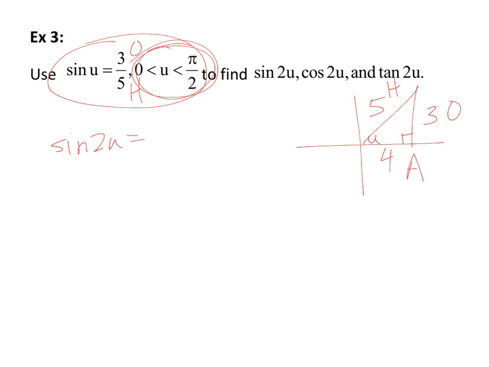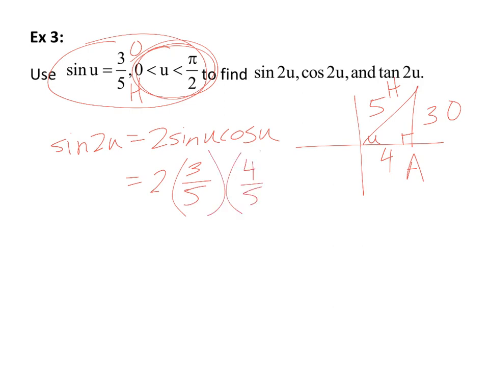Sine of 2u is the same thing as 2 sine of u times cosine of u. All right, so 2 times sine. Sine is opposite over hypotenuse, 3 over 5. And cosine is 4 over 5. And simplifying this, we get 24 over 25 for sine of 2u.